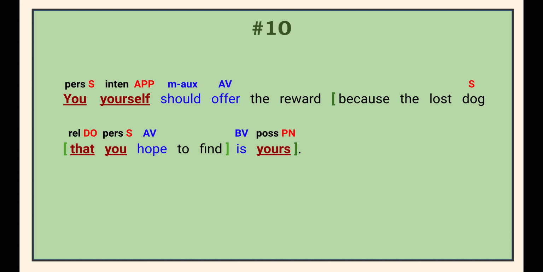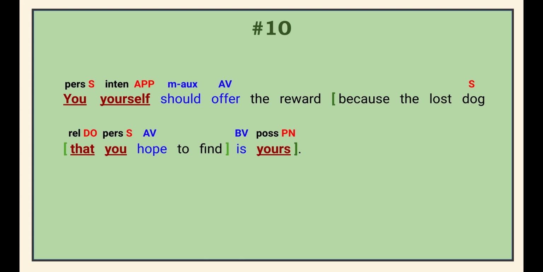The next pronoun is you. It's a personal pronoun and it's acting as the subject of the action verb hope. The final pronoun in this sentence is yours. It's a possessive pronoun that is renaming dog, and it's acting as a predicate nominative because it is following a be verb and renaming that noun dog.